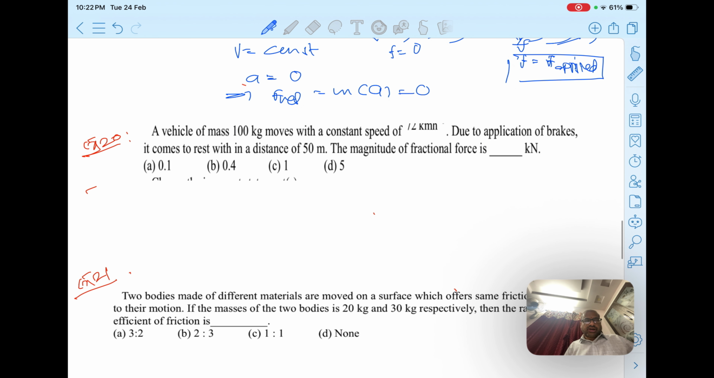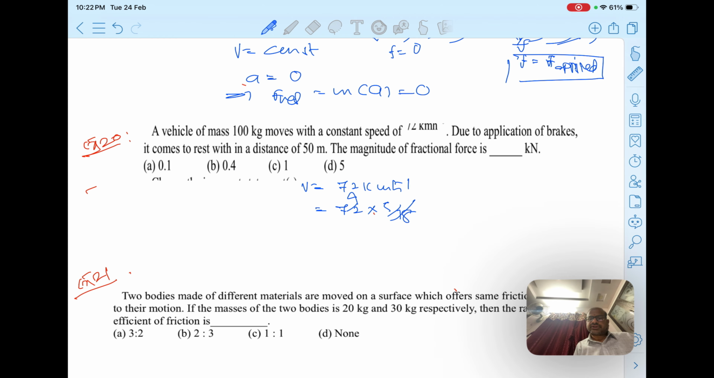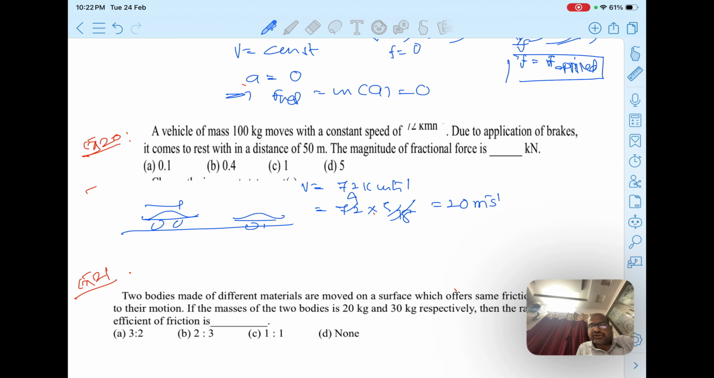Yeah. Next, a vehicle of mass 100 kg moves with a constant speed of 72 km per hour. Okay, so speed of the vehicle, you can write down 72 km per hour. So 72 into 5 by 18, we will have 20 meter per second. Due to application of brakes, if it comes to rest in a distance of 50 meters, so you are having a bus or a car, doesn't matter. You are applying the brakes and it is coming to rest after some time. Due to application of brakes, it comes to rest within a distance of 50 meter. Okay, this distance is also given, which is equal to 50 meter.